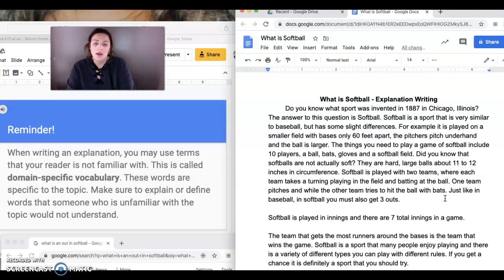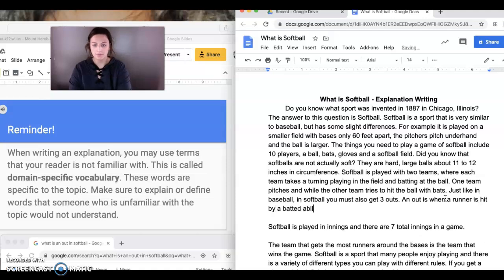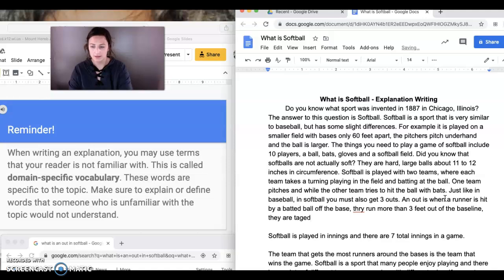So, an out is when a runner is hit by a batted ball off the base. They run more than 3 feet out of the baseline. They are tagged, or the ball, oops, I see I have some errors. Or the ball beats the player to the base.